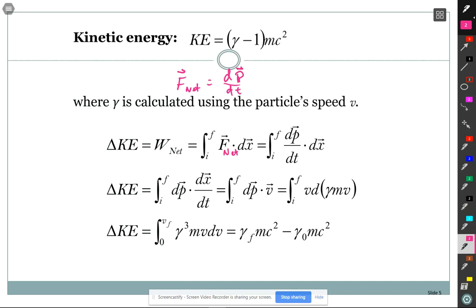And so what I've done here is, and you don't really see the work between here and here, do you? I mean, it looks kind of magical. So let's do that.